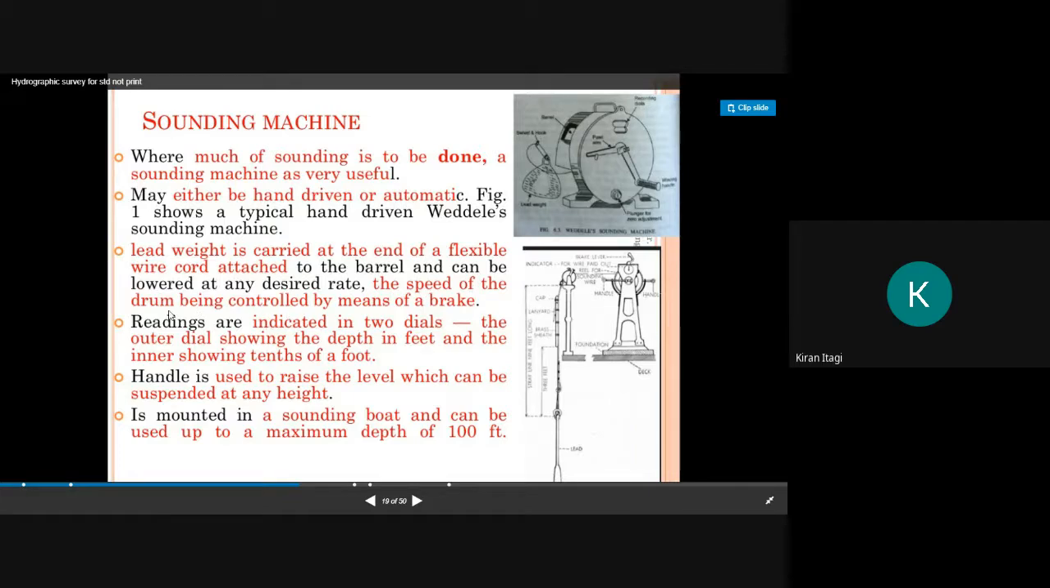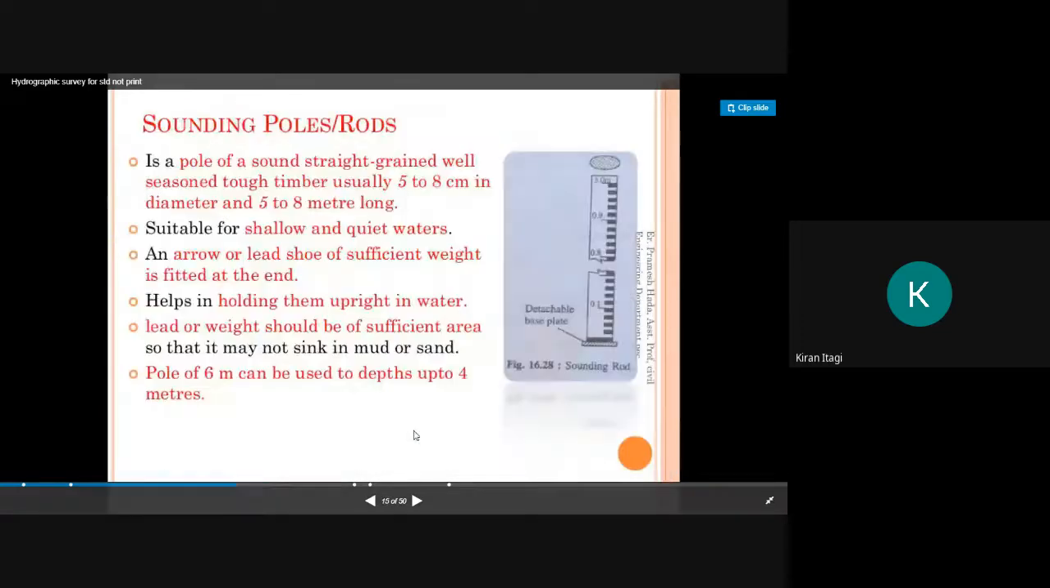The speed of the drum is controlled by means of brakes. Readings are indicated in two dials. The outer dial shows the depth in feet and the inner dial shows tenths of a foot. A handle is used to raise the lead, which can be suspended at any height. It is mounted on a sounding board and can be used up to a depth of 100 feet. I think the figure is there.